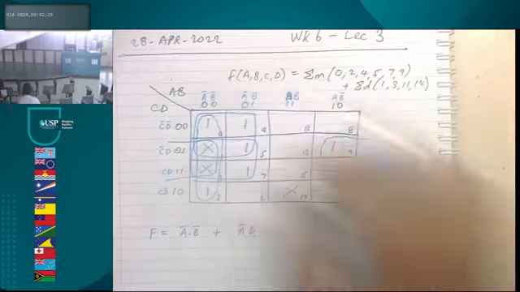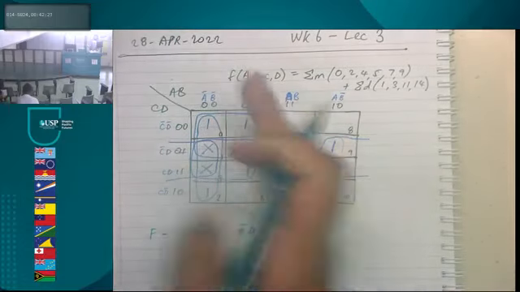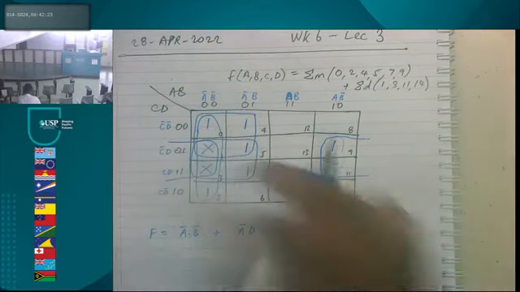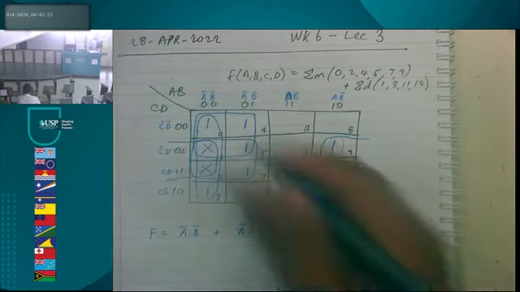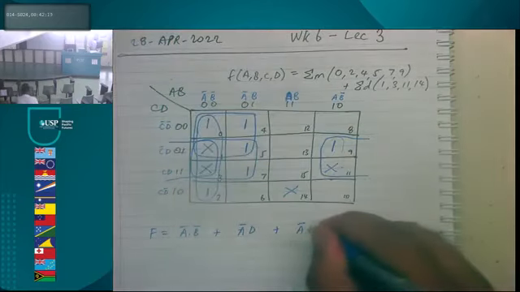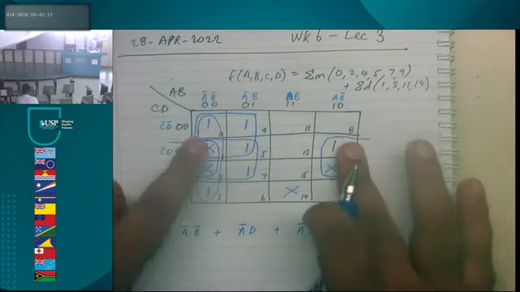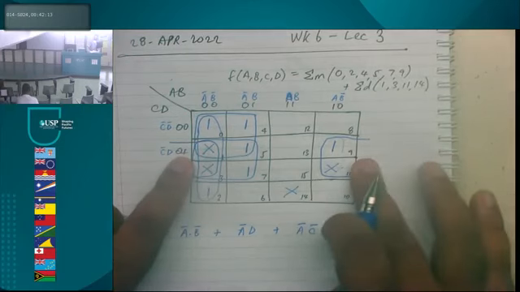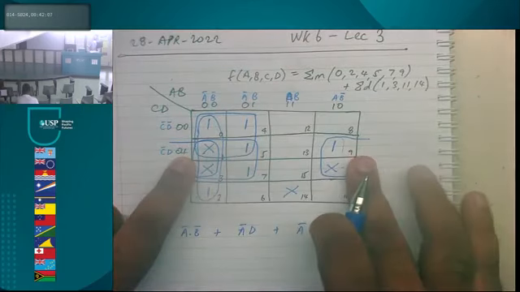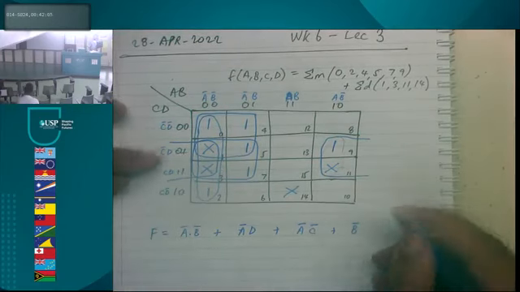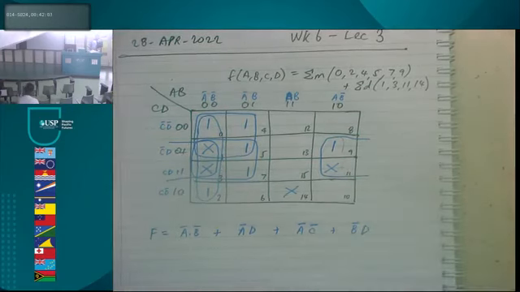Let's do this one here, the top one. What's common on this way, if you look at it horizontally? A bar again. And what's common on this way? C bar. Let's look at this fellow over here, which is half this way, half this way. It's wrapped around. What's common for this wraparound? B bar. What's common this way? D. There we go. That's our answer.